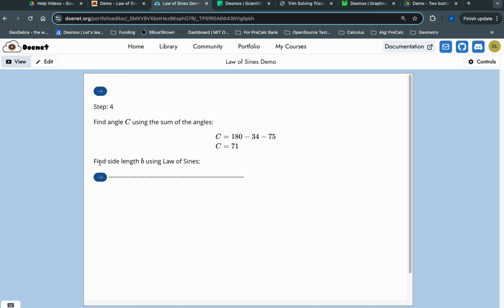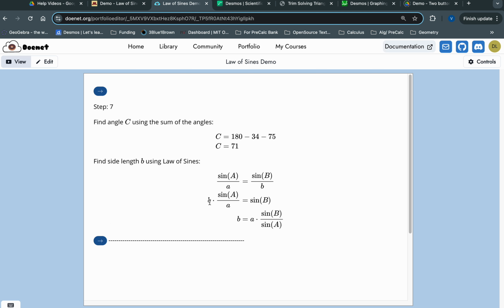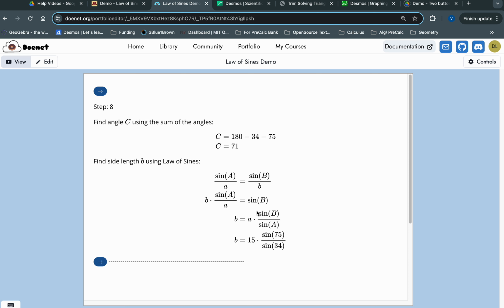So here are my little demo calculations. Setting up the equation, rearrange to solve for B. I'm just going to multiply both sides by B, and then multiply both sides by A from here, and then divide both sides by sine of A, and just do a little bit of algebraic manipulation to get B by itself. And then I can plug in all of my known values.